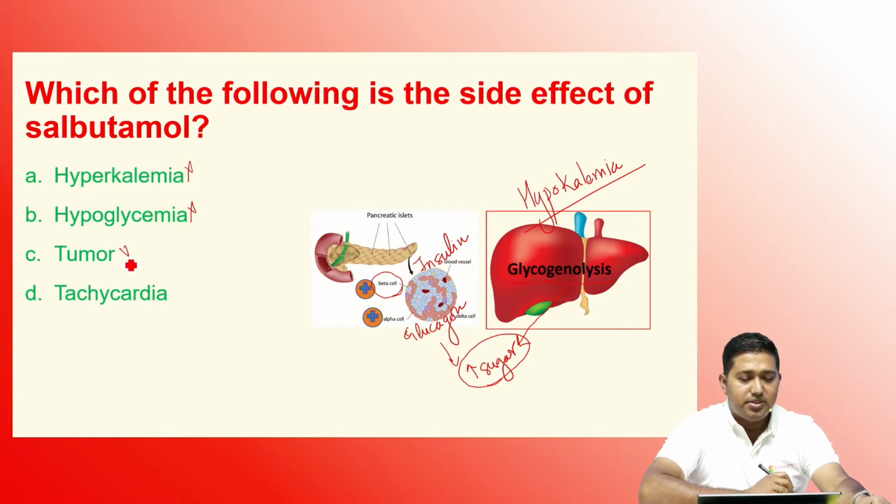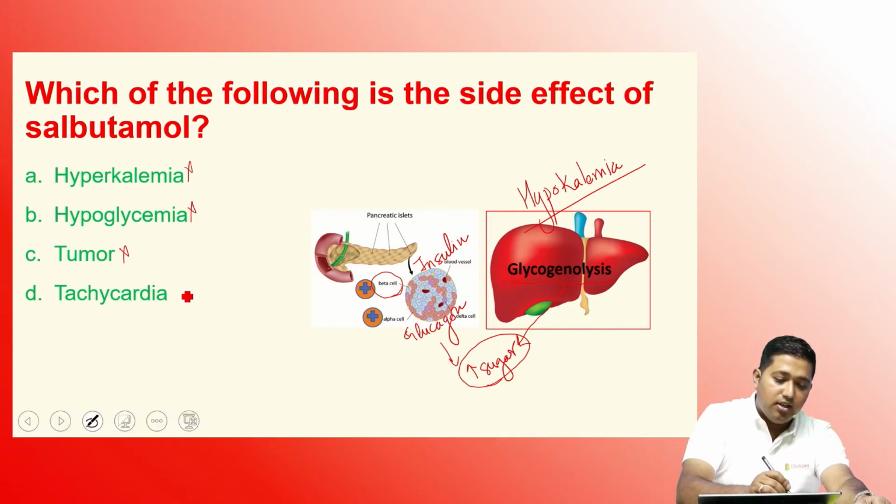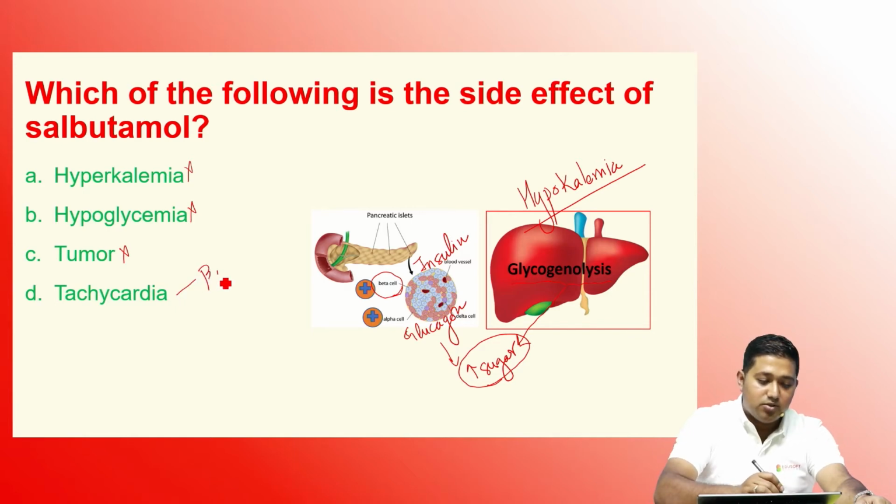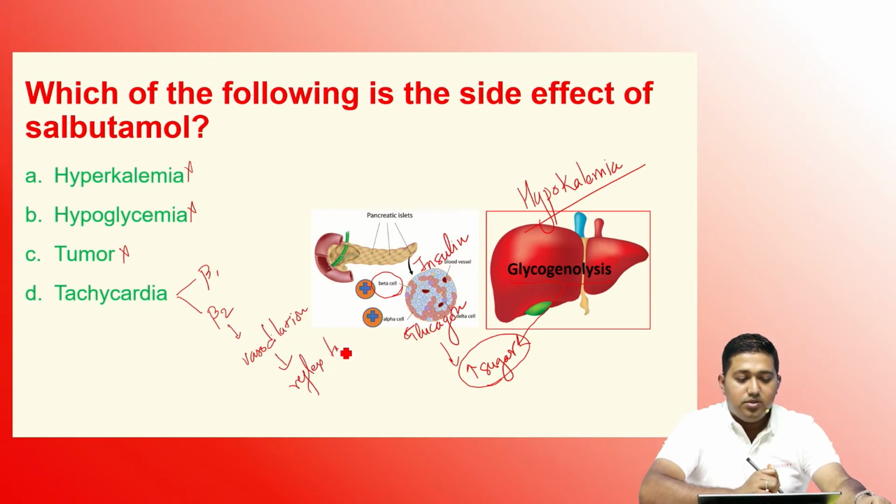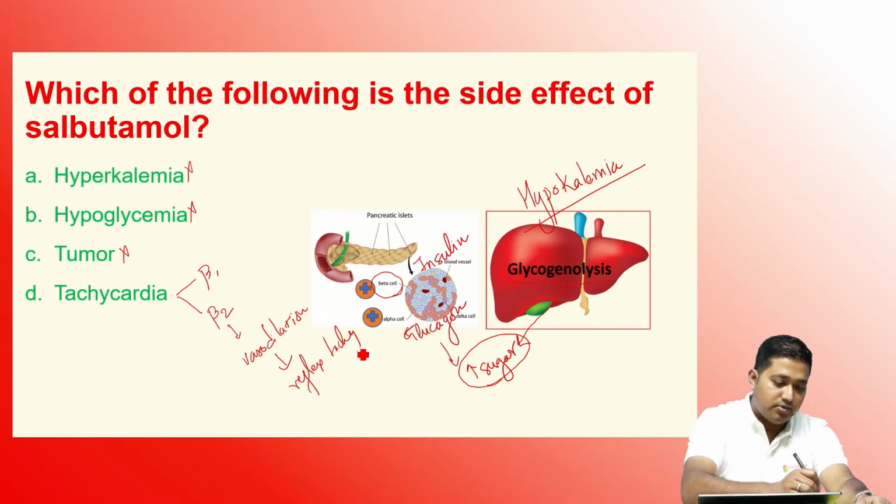Then the last option would be tachycardia. Salbutamol, though at low dose it is a beta-2 agonist, at high dose it can also activate the beta-1 receptor. So that is one mechanism of tachycardia. Another mechanism of tachycardia would be because of the activation of beta-2 receptors, it is going to cause vasodilatation. So once there is vasodilatation, it is going to cause reflex tachycardia. So salbutamol can cause tachycardia by both beta-1 as well as beta-2 action. So the answer here would be D, tachycardia.